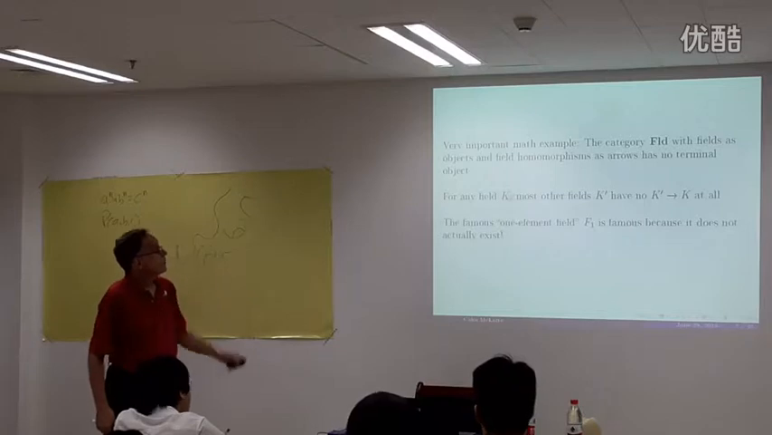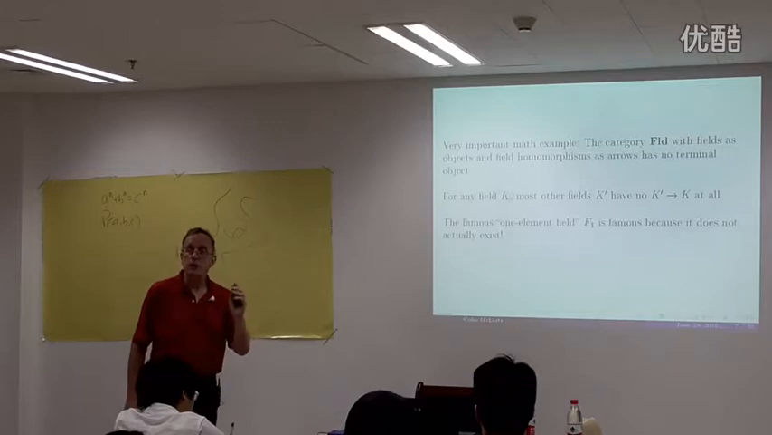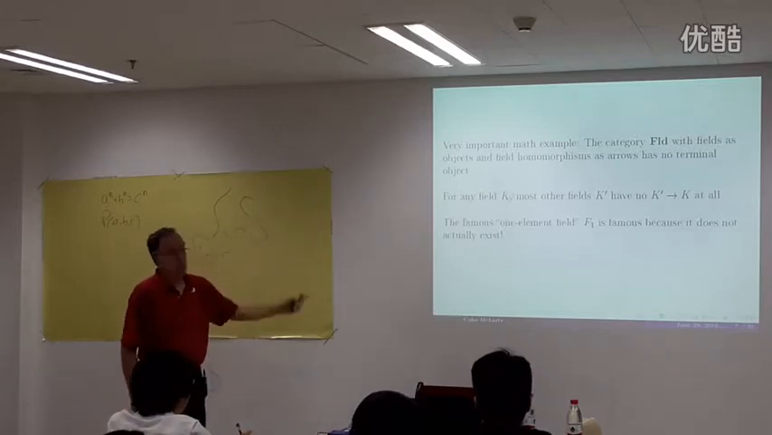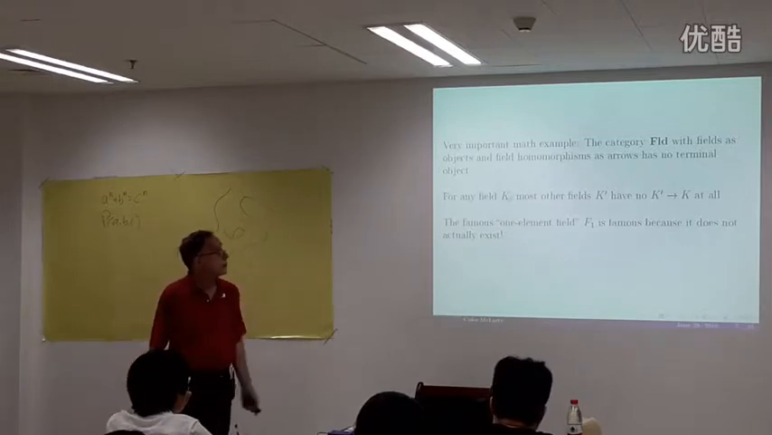There is a famous project to modify the category of fields to get what they call a one-element field. It's meant to solve some problems in algebraic geometry, but it's famous because such a field does not really exist. This would sort of be like a terminal object.